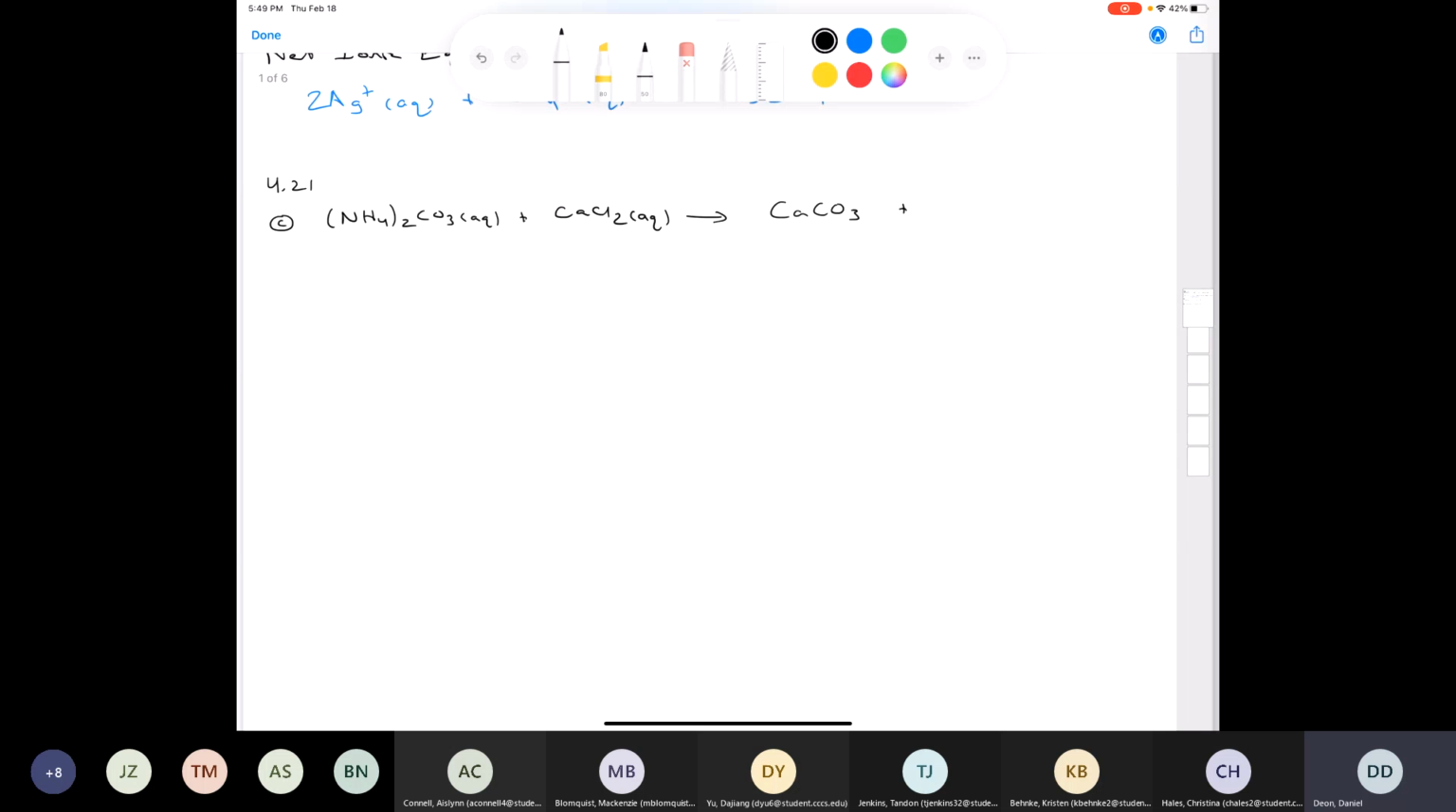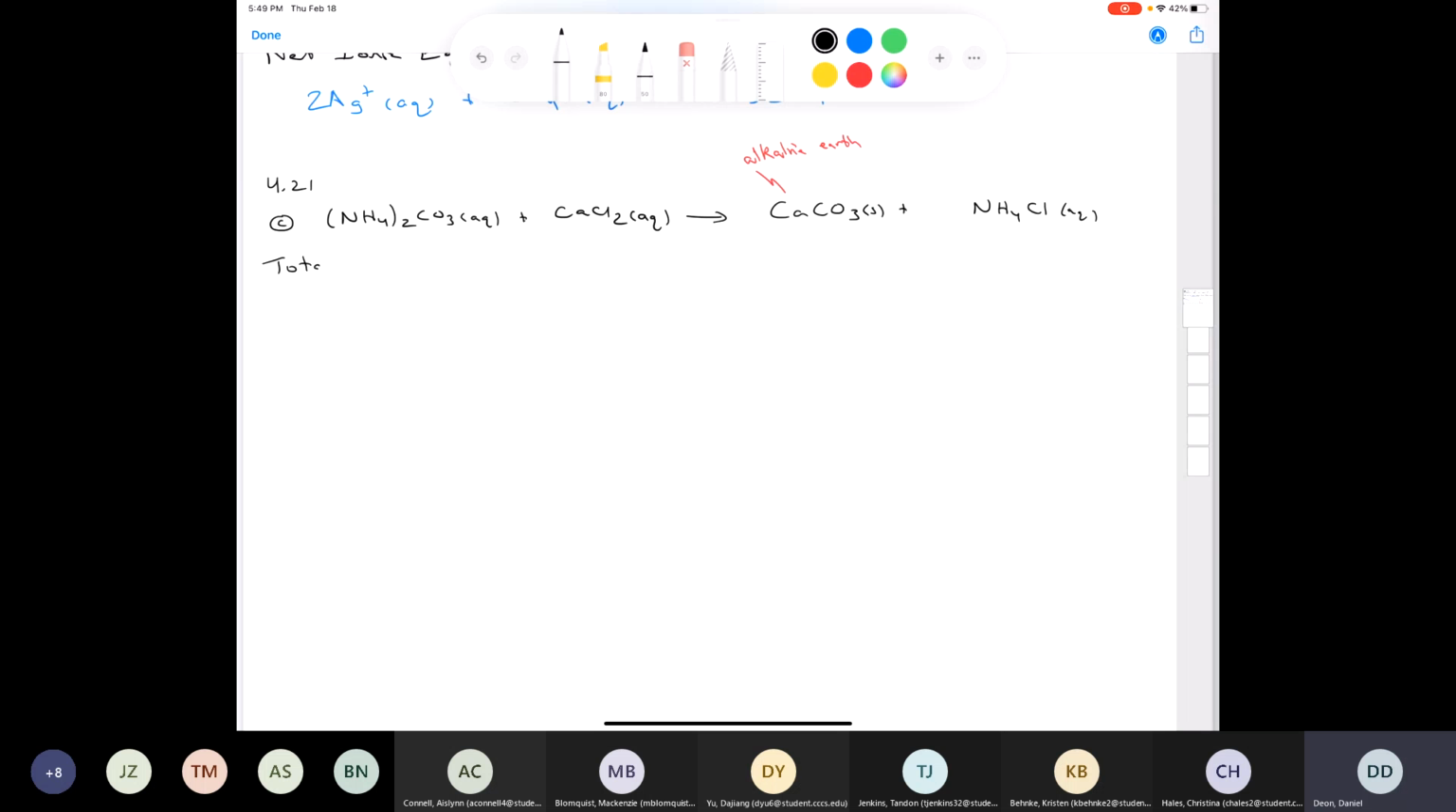Plus, we're going to end up with ammonium chloride, so NH4Cl. Again, if you go over to the solubility table and look up ammonium chloride, it is soluble. However, if you look up calcium carbonate, carbonates are insoluble except for compounds containing alkali metals and the ammonium ion. Well, calcium is not an alkali metal, it's an alkaline earth. And so calcium carbonate is a solid and ammonium chloride is aqueous. So that's our molecular equation.